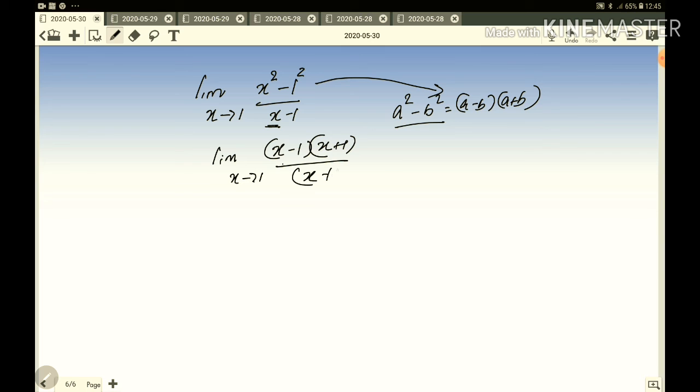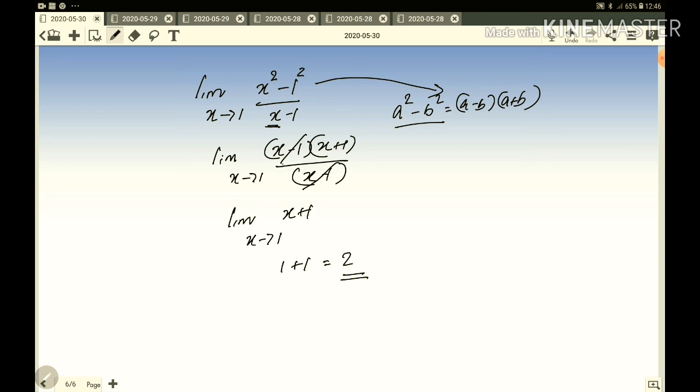Do you see that? The same thing is there in the numerator and denominator, x minus 1, so it's going to be cancelled. So you will get limit x tends to 1, x plus 1. Now I can apply the limit. There is no problem. x becomes 1, so it's going to be 1 plus 1. So the answer is 2. It's clear. So this is how we are applying a limit.